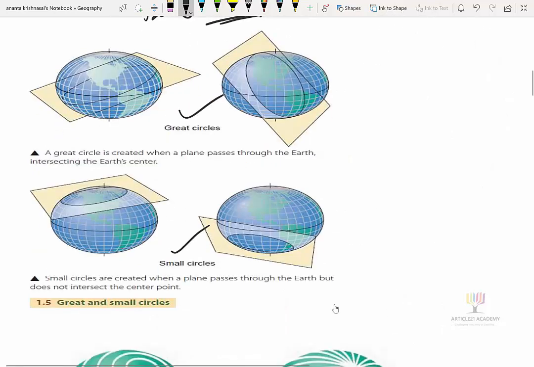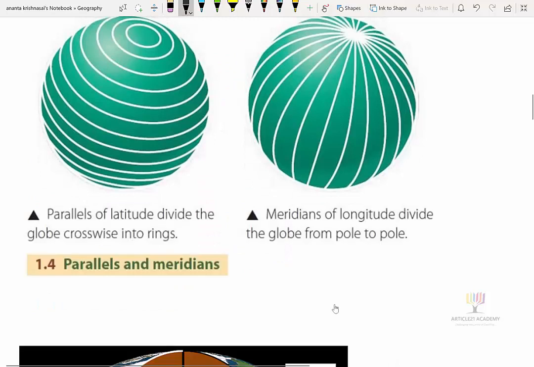Apart from this, there are a number of vertical lines running north to south which join at the poles, and they are called meridians. Remember that they are spaced farthest at the equator, and by the time they reach the poles, they converge at this particular point, and whenever they converge, they form the poles. That means these vertical lines converge at the poles and are spaced farthest at the equator.